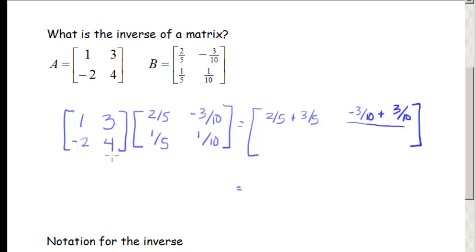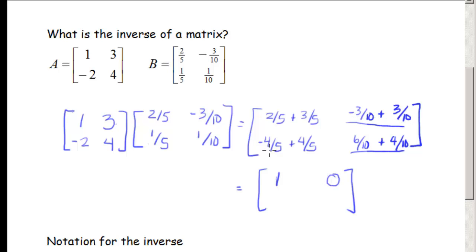For the next row, we're going to take -2 times 2/5, so that's going to be -4/5, plus 4 times 1/5, that's 4/5. And then finally for this element here, we're going to take -2 times -3/10, so that's going to be +6/10, plus 4 times 1/10. So let's do a little simplification here. 2/5 plus 3/5 is 5/5, so that's 1. -3/10 plus 3/10 is 0. -4/5 plus 4/5 is 0. And 6/10 plus 4/10, that's 10/10, which is 1.